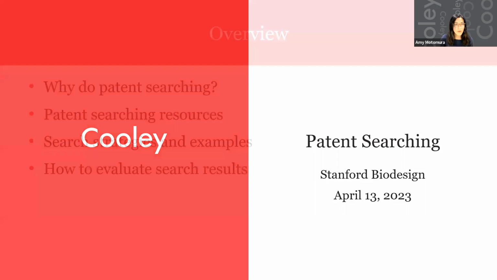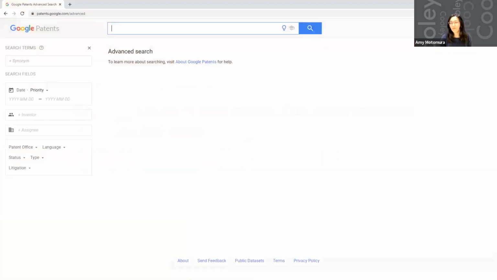What I'm going to talk about today is, okay, so here's an example. I've pulled up Google Patents, and what I want you to go to is not just patents.google.com, but I want you to go to patents.google.com/advanced. Okay, so this is going to pull up what I'm showing you here on the left side, where you have these fields that you can input different things into.